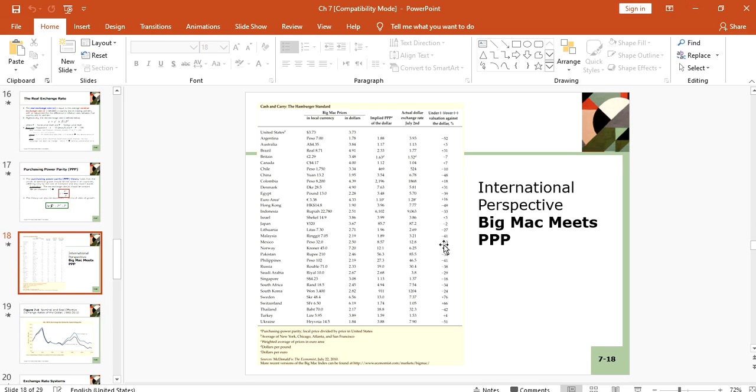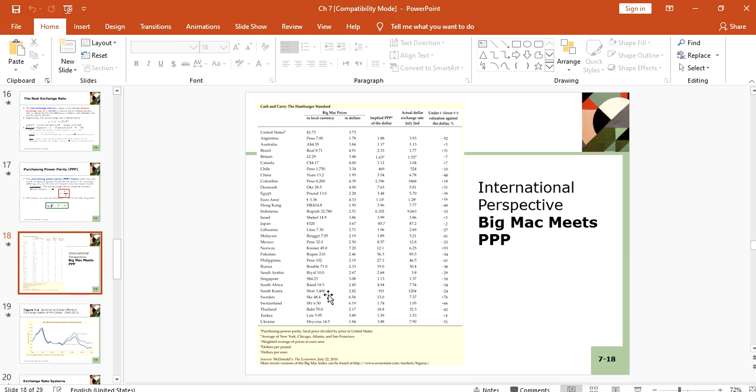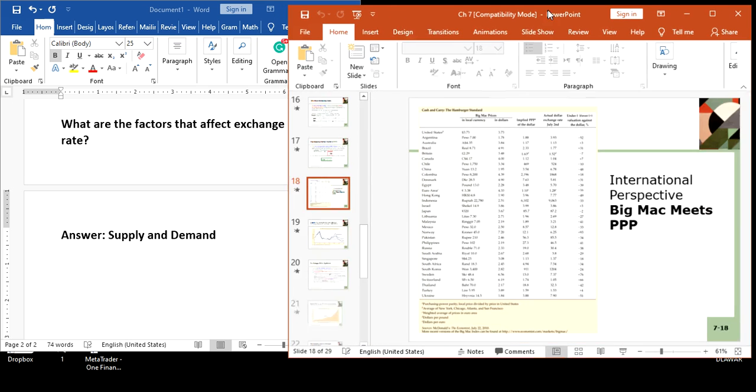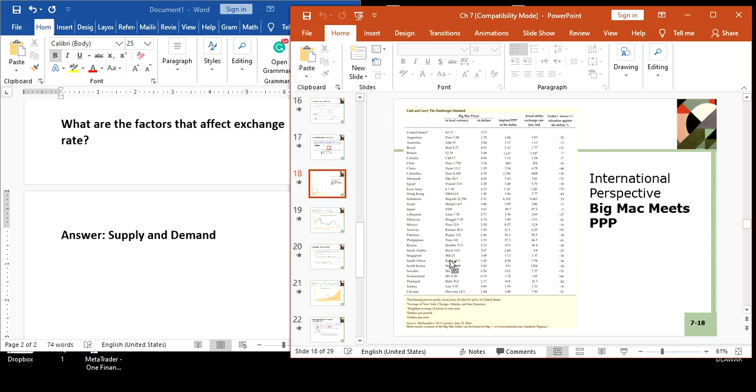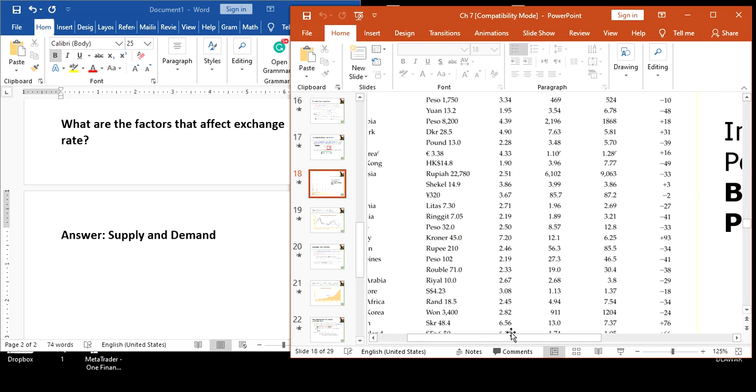Here is one example over here, the Big Mac perspective. I'm going through one of these examples and explaining it to you. Now, according to this table, I understand that it can be very small, but let's go for the Sweden one.